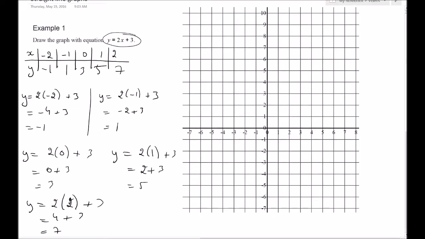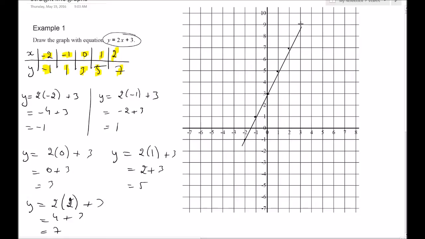So this is what I get. Now my coordinates here, minus 2, minus 1; minus 1, 1; 0, 3; 1, 5; and 2, 7, those are the coordinates I am going to plot on my graph. So I have minus 2, minus 1, that's right here. I have minus 1, 1, here; 0, 3; and then 1, 5; 2, and 7. See, this makes a very straight line. Nice straight line. Let's draw that straight line.